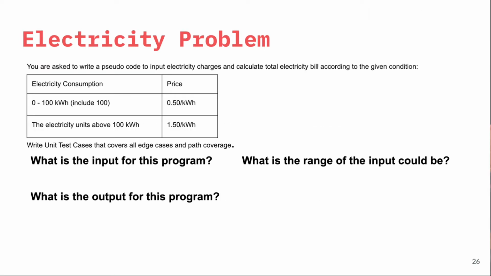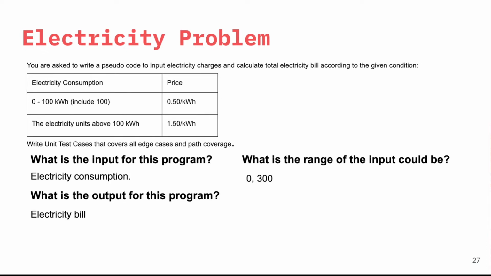Let's start by writing out the input and output for it. Undoubtedly, the input is electricity consumption and output is electricity bill. So what's the range of the input? The range of input can be anywhere from 0 to infinity, but just for computational purpose, we can take any value greater than 100. So here, let's say 300. Of course, you can choose any other values you want.